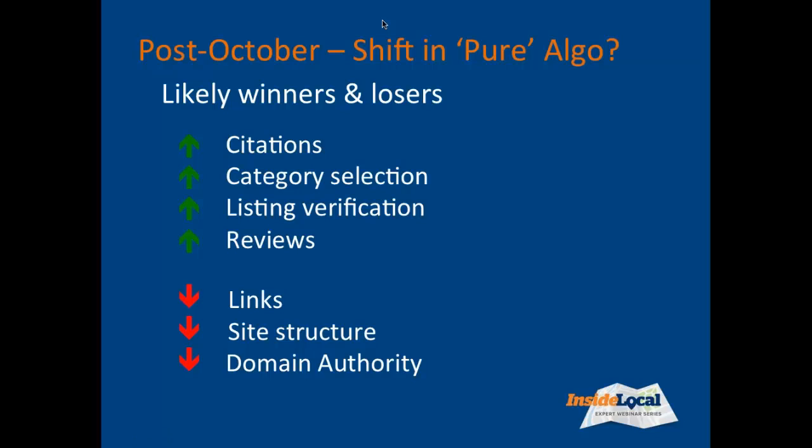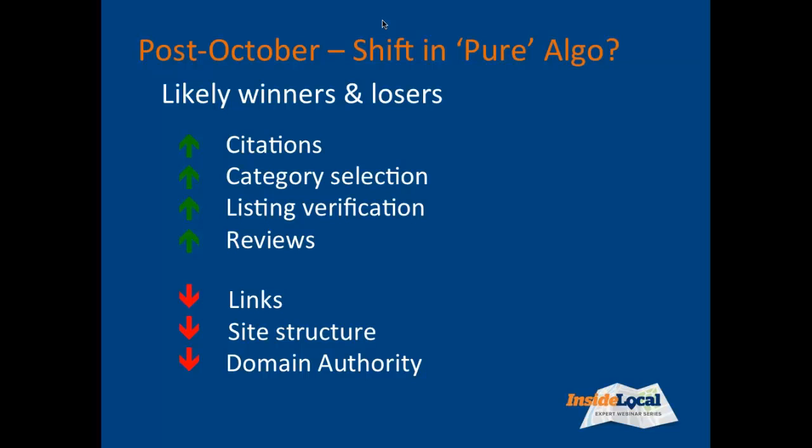Now, if this is a shift back to a pure algorithm, what does that mean? And also, we're going to look at this in more detail, but what are the likely winners and losers in terms of the ranking signals? Well, it's the ones that are more geared around local that are probably going to gain in prominence. So things like citations, category selection, listing verification, reviews. Whereas it's the more traditional organic ranking factors like links, site structure and domain authority that may have a lessening impact on ranking.